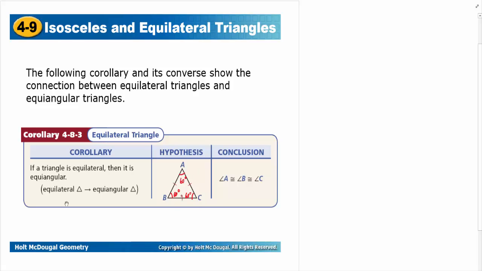This gets thrown around quite a bit, especially in trig. So make sure you understand those, and we'll use it a lot this year. This is a very, very common concept we're going to need to know. And that's our equilateral triangle corollary theorem.